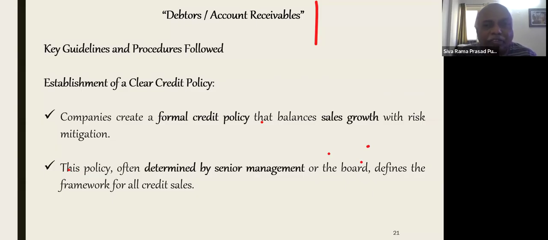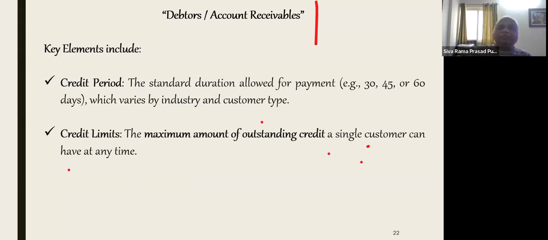The key guidelines of the procedure followed. Establishment of a clear credit policy is there. Companies create a formal credit policy, balancing sales growth and risk mitigation. All are defined in the credit policy. Some credit sales will turn into bad debt. This policy is determined by senior management and the board, and defines the framework for all credit sales. So this practice is definitely there in the company.